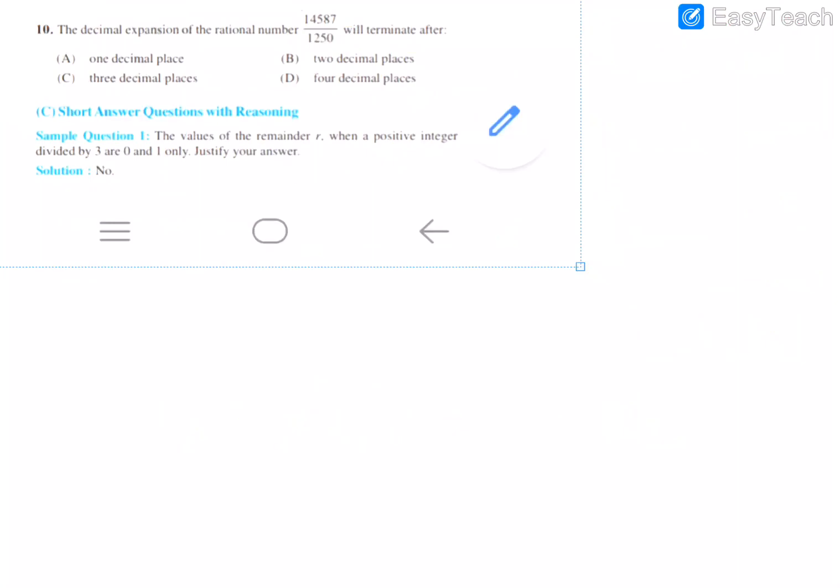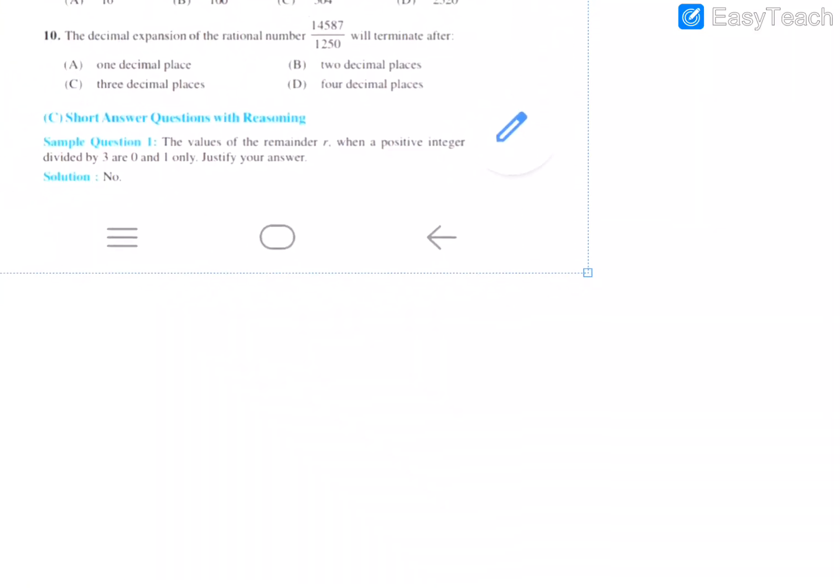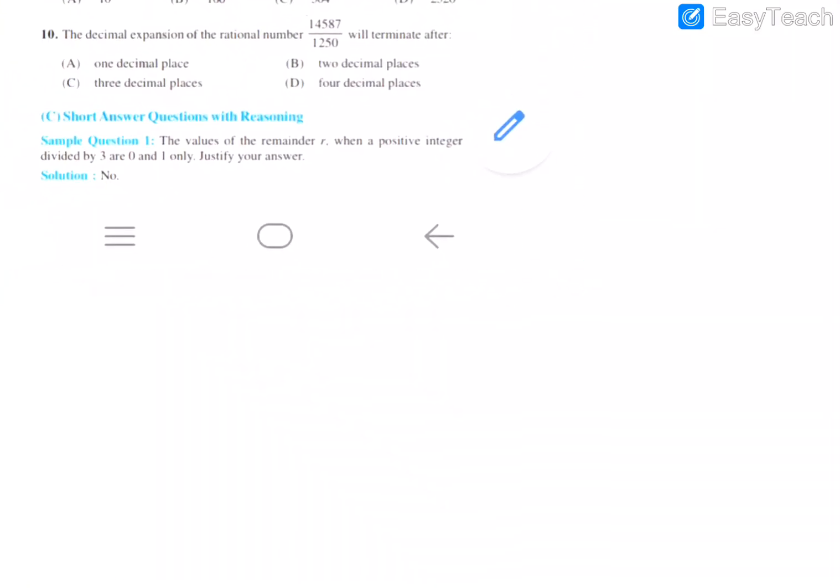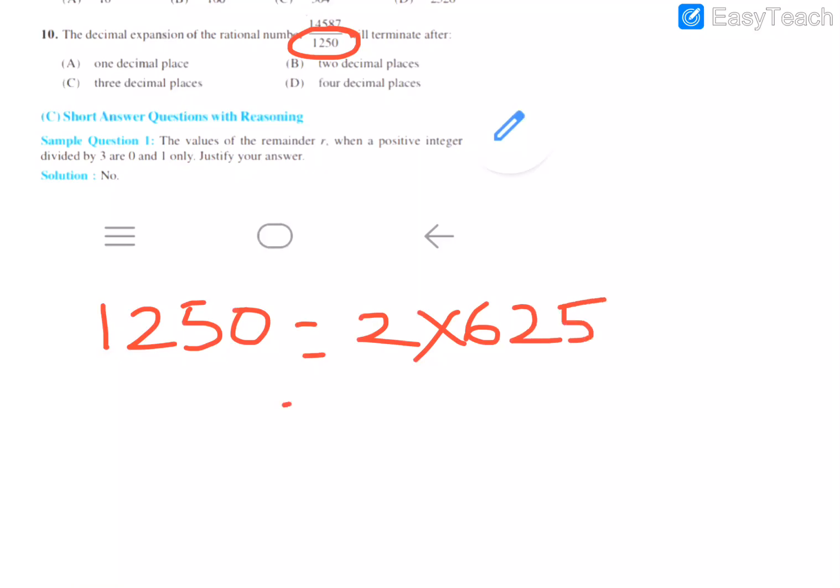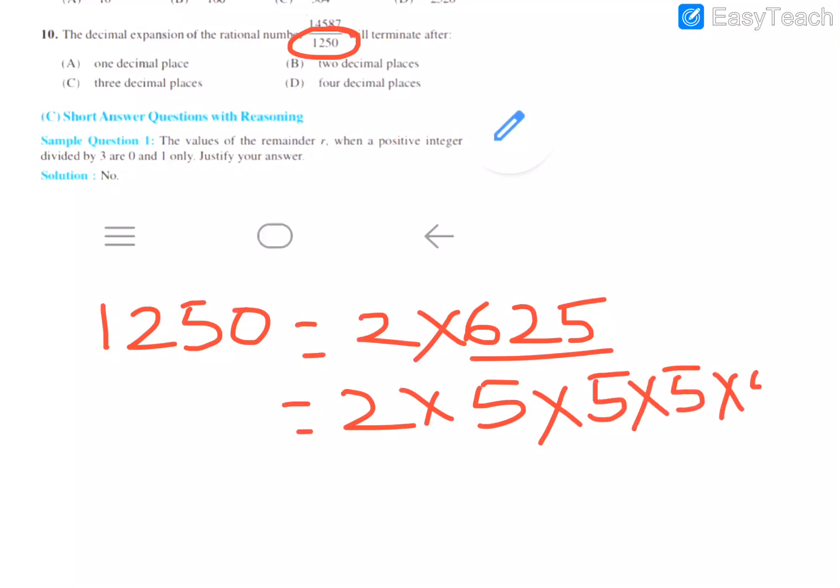Now here there is an interesting question, 10th question, that is, what is the decimal expansion of 14587 divided by 1250? So in such questions we will consider only the denominator, that is 1250. Now this number we will prime factorize. 2 into 625, and 625 is 5 into 125, again 5 into 25, 5 into 5. So this is 2 into 5 power 4.